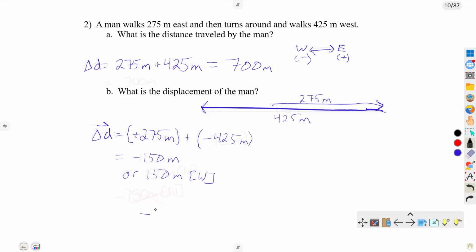But we're never going to say negative 150 meters west, because the negative sign indicates that it is west. So we're just going to not do that ever. That is a big no-no.